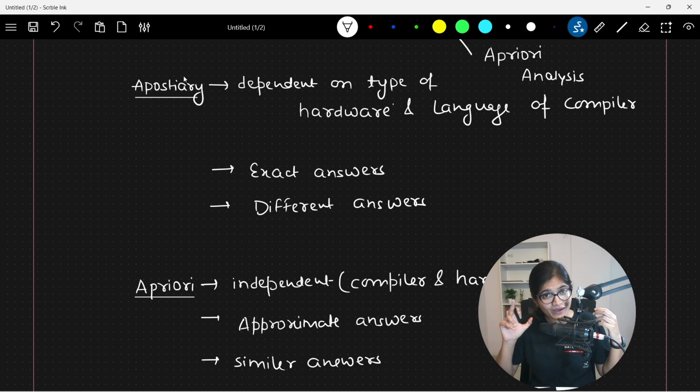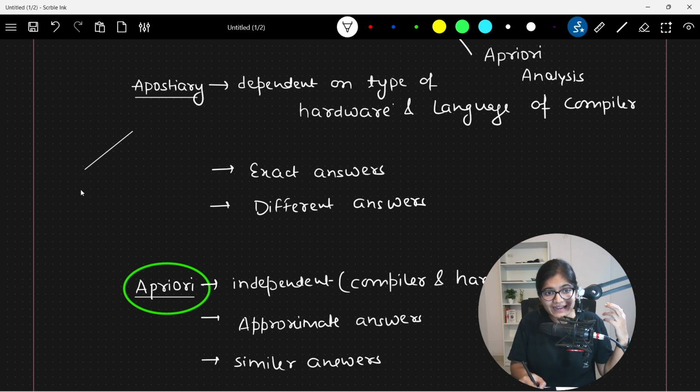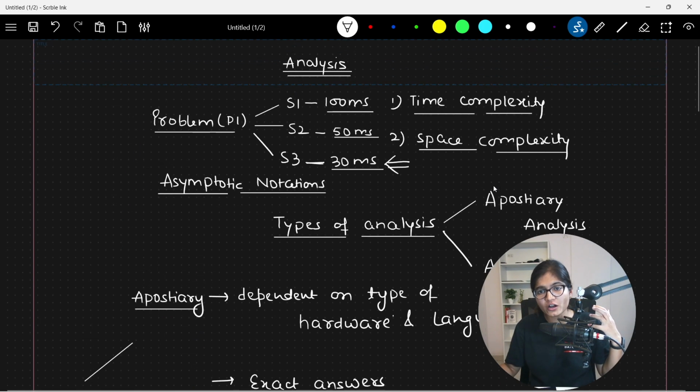And one important thing is that now if I ask you which particular analysis we usually do, your answer should be that we usually do a priori analysis, right? Why? Because as a student, we can't buy computers to generate a good result. But as a student, we can obviously write a good logic to generate good algorithms, to generate better results. Now, this a priori analysis, we will study in our next upcoming videos, where we will talk about the time complexity and space complexity aspect.